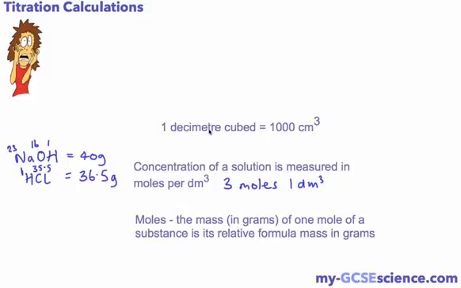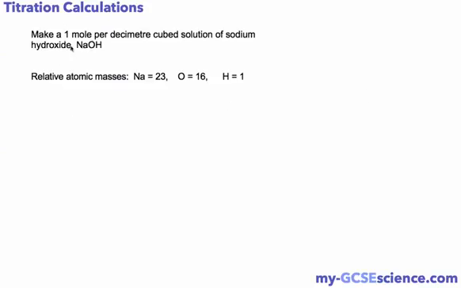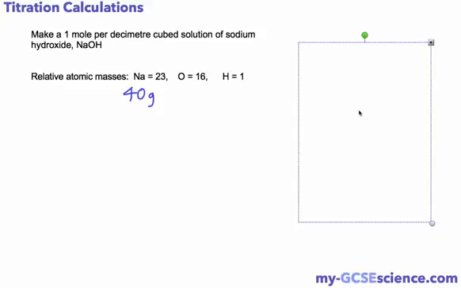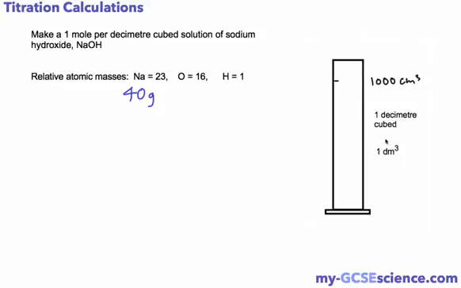Okay, so it's probably worth chewing this over, making sure you understand this, or making a note of it, because we're going to use it for the next slide. Here it says make a 1 mole per decimeter cube solution of sodium hydroxide, which is NaOH. The relative atomic masses are 23, 16 and 1. Well, we've done this already, so we've calculated that that's 40. And if we work out the mass, we just add a little g there. If we want to make a 1 mole per decimeter cube solution of sodium hydroxide, all we do is take 1 decimeter cubed of water, which is exactly the same as 1000 centimeters cubed of water. This would be distilled water.